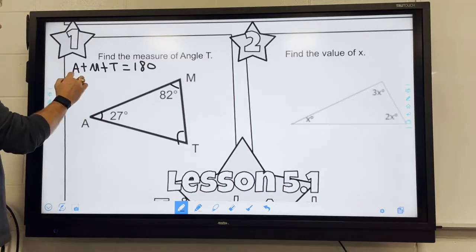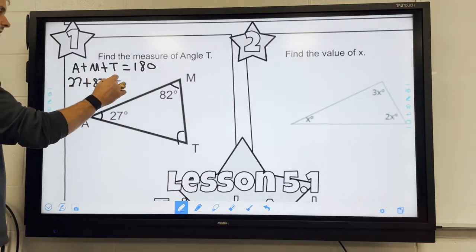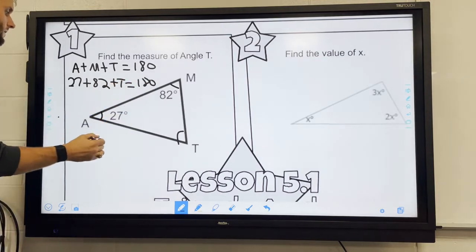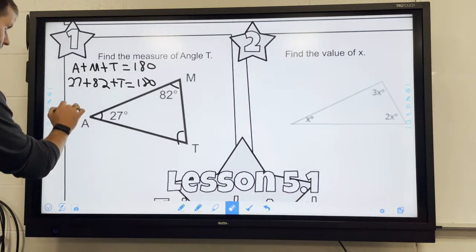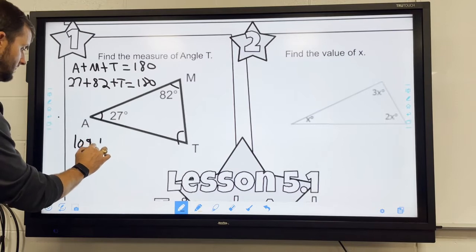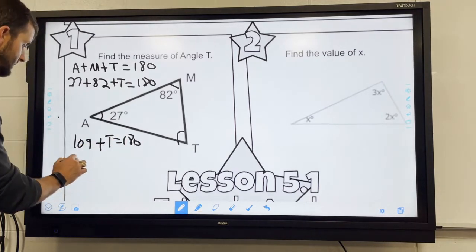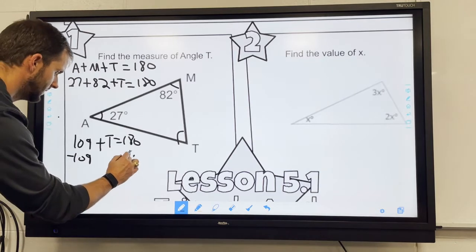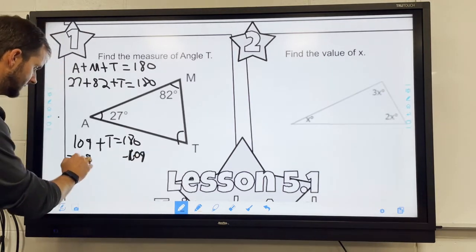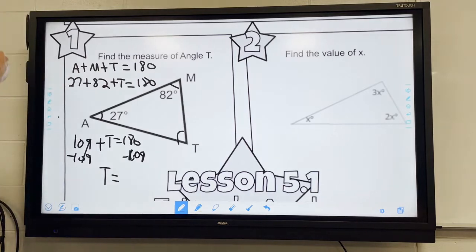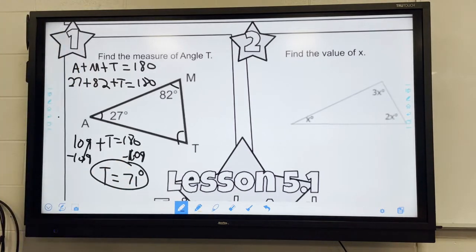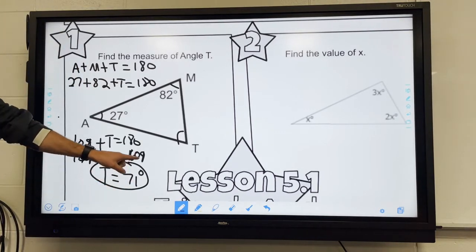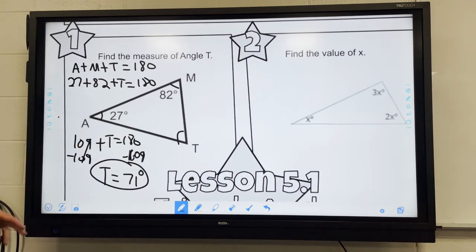So A is 27, M is 82, add T to that is going to equal 180. So 27 plus 82 is 109, plus T is going to be 180, and then I'm just going to subtract 109 on both sides. So T is going to be equal to 180 minus 109, which gives me 71 degrees. So angle T is going to end up being 71 degrees because 71 plus 109 is going to give you 180. So again, all the angles of a triangle add up to 180 degrees.